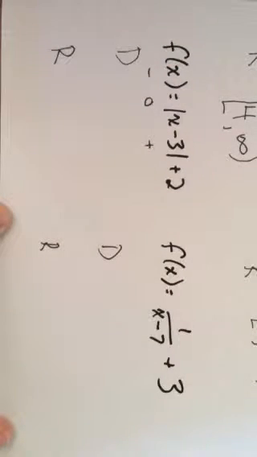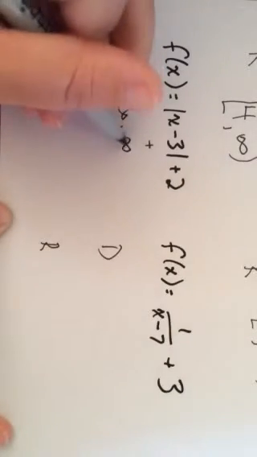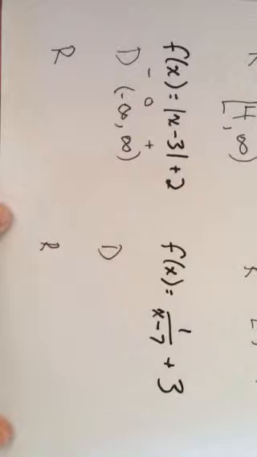So with domain, am I allowed to take an absolute value of a negative number? And yeah, I just did, so okay. Can I take absolute value of 0? Yeah, 0, 0 spaces from 0, so sure. Can I take an absolute value of a positive number? Yeah. So my domain is everything. Negative infinity includes 0 all the way to positive infinity.